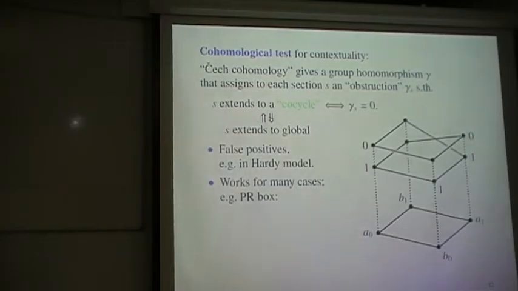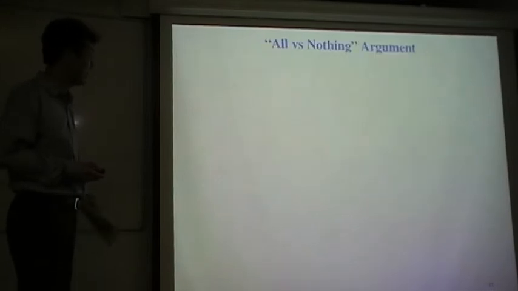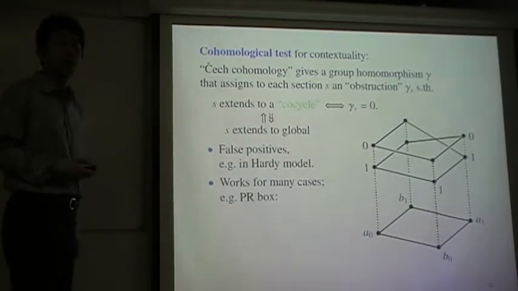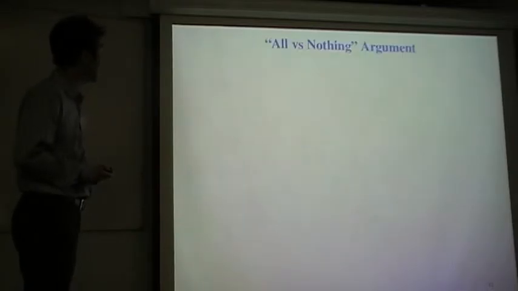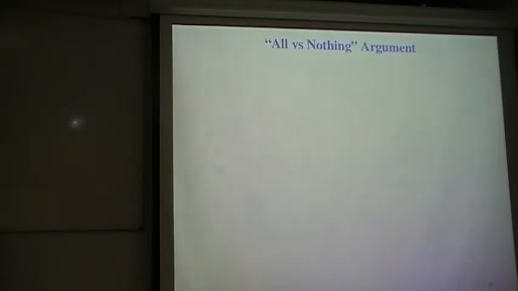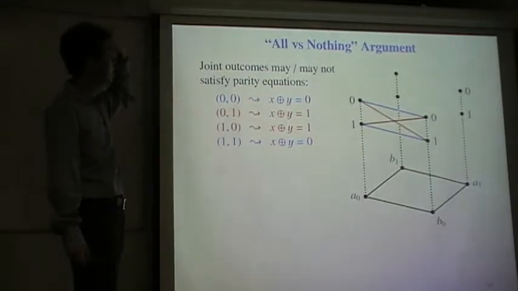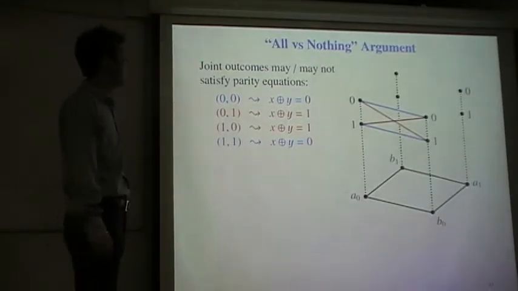Yeah. And then I'm going to give you a couple of minutes of explanation of why this works for so many contextual no-go theorems in quantum mechanics. Does it work for all known examples of strong contextuality in quantum mechanics? It works for all. I mean, Hardy is not as strongly contextual, so it doesn't work. Okay, so this is a sort of a formalization of the so-called all-versus-nothing argument.